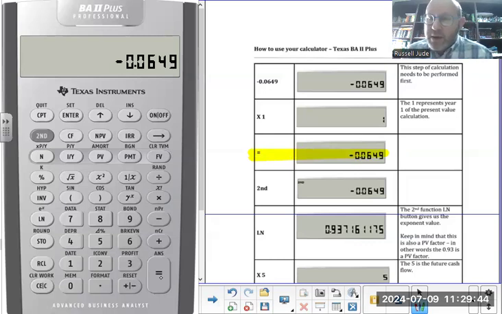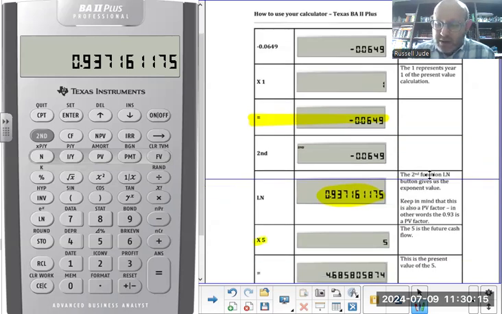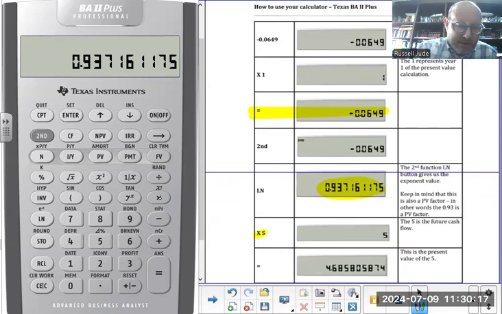Now we go to the exponent button. What is the exponent button? The exponent button is second function, ln, or e to the x. What do I get? I get a number of 0.93. What does that look very similar to? That's really just a present value factor, isn't it? Remember, 100% is 1. This is slightly lower because it's the present value of the future value of 1, 0.93. Don't forget to times it then by the 5, which is the cash flow. Let's do that times 5, and I get 4.68, which is the present value of the $5.